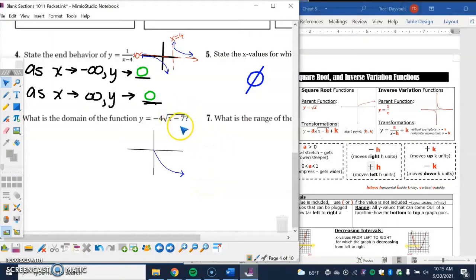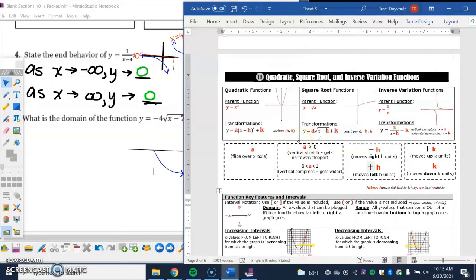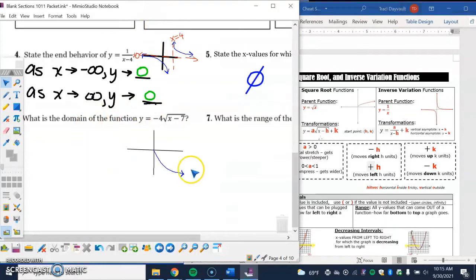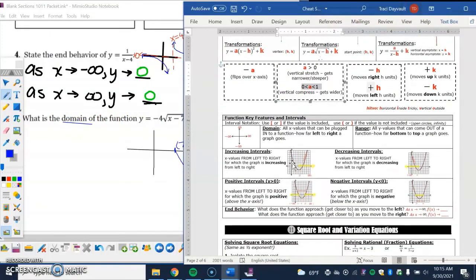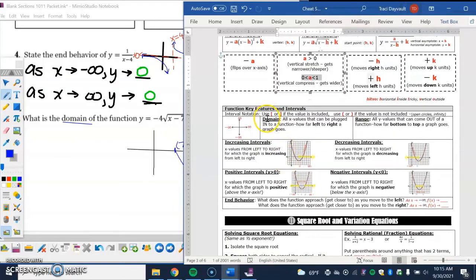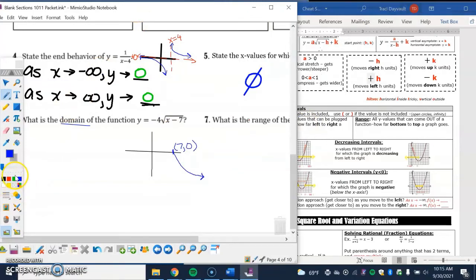And what would the subtract 7 underneath the square root do? That's going to move it to the right 7 units. So this would be now at 7. Our start point would be at 7, 0. The domain is how far the graph goes from left to right. So we're going to look at where we start on the x-axis and how far from left to right it goes. So on the x-axis, I am starting at 7.